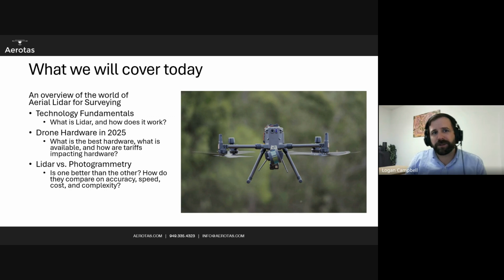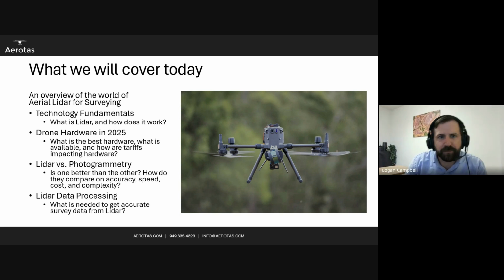We're also going to talk about LiDAR and photogrammetry a lot, and the choices between those two. While this is a talk focusing on aerial LiDAR, drone surveying for the last 10 years or so has been dominated more by photogrammetry. There are some reasons behind that, but how do LiDAR and photogrammetry stack up against one another? Is one universally better, and where do we go from there?